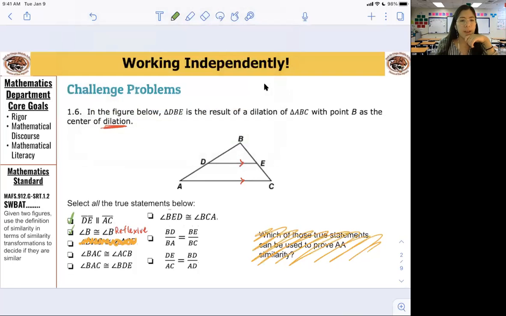Okay, then I have BAC and ACB. Those two are not congruent. Nowhere does it say that's a rule. That is not true. So those are not congruent. However, BAC and BDE, those are congruent. Why? What is that called?